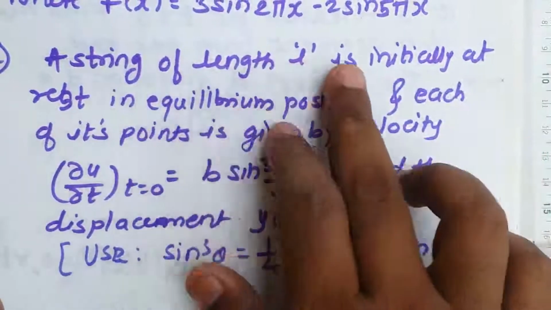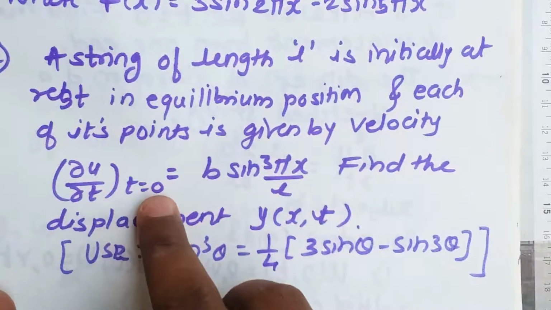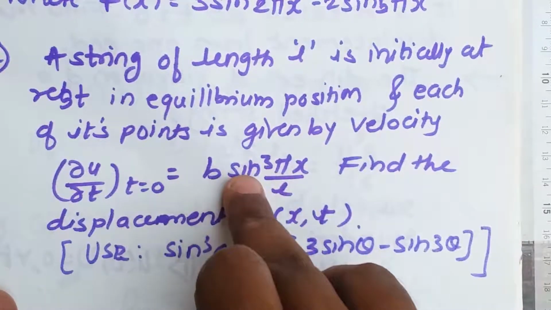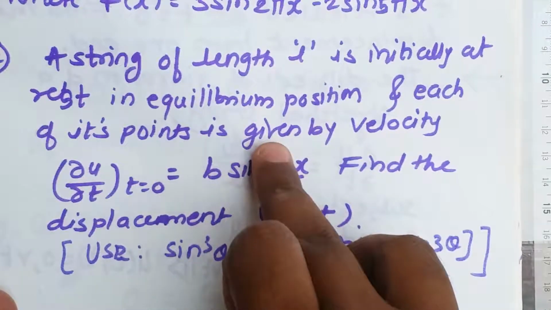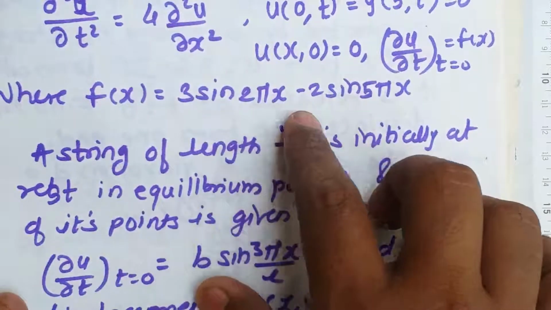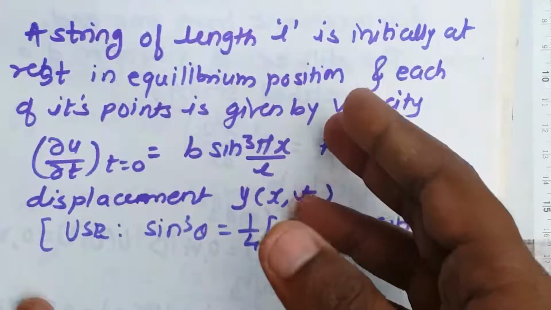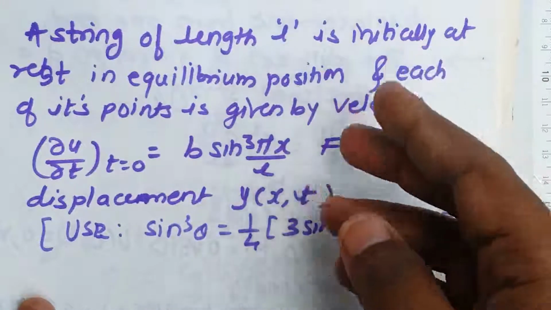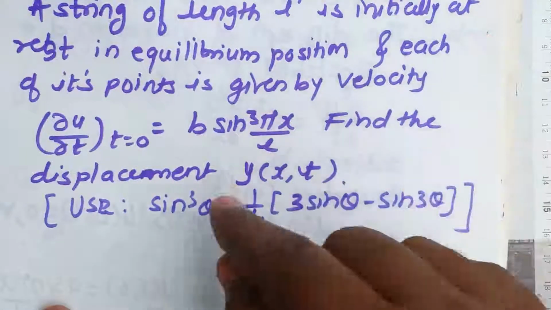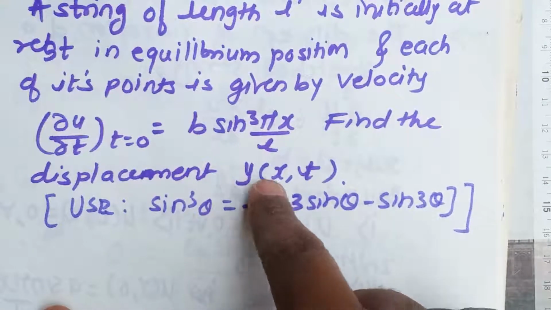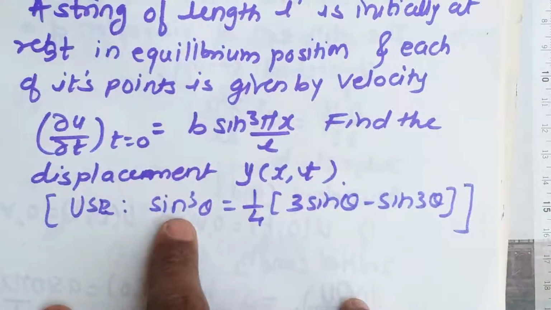Next one, a string of length L is initially at rest at equilibrium, and velocity is given at t equal to 0. So velocity is a function of x, and here we have sine cube pi x by L. Find the displacement y x t. So we have sine cube. Again, as I said to you in one lecture, when we have sine or sine cube, you can find the coefficient Bn without doing integration. For that, in the calculation of Bn you first need to use this formula: sine cube theta equals 1 by 4 into 3 sine theta minus sine 3 theta. After that, compare the coefficients and get the values of the Fourier coefficient.